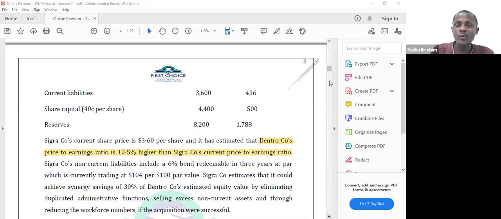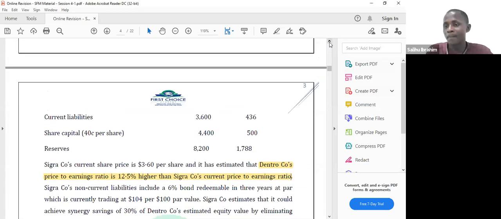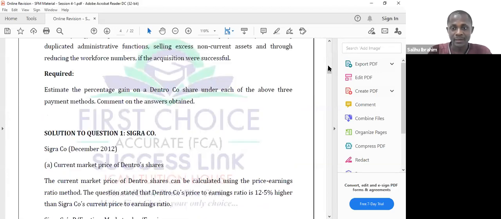Now, how do we get the price earnings ratio of Sigraco? Price earnings ratio is market price per share over EPS. This is the market price per share here, 3.5. That one is already given. The one that is not given is earnings per share, EPS. So we have to go and estimate and calculate our EPS.